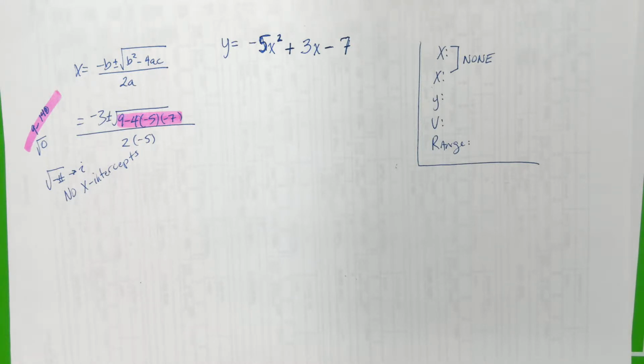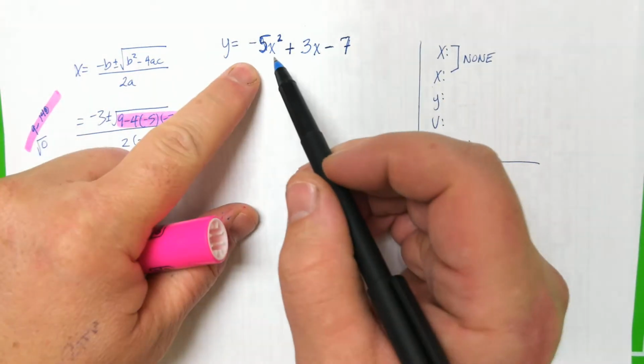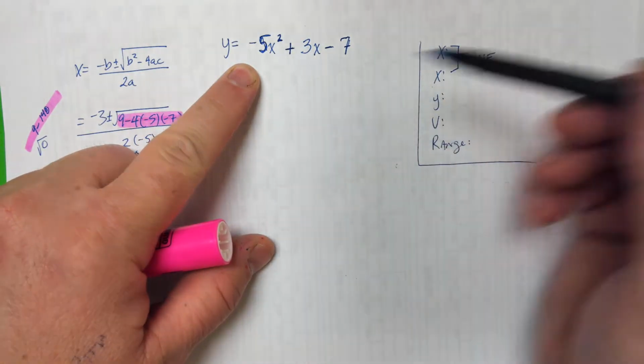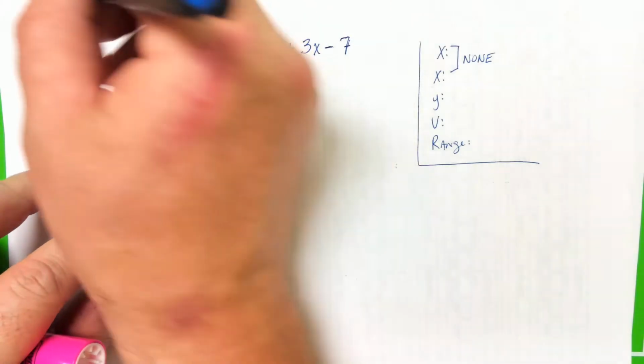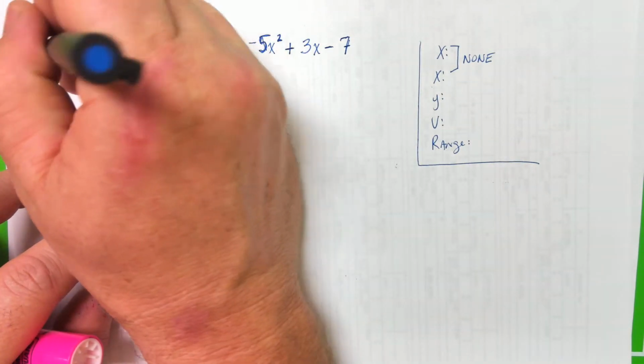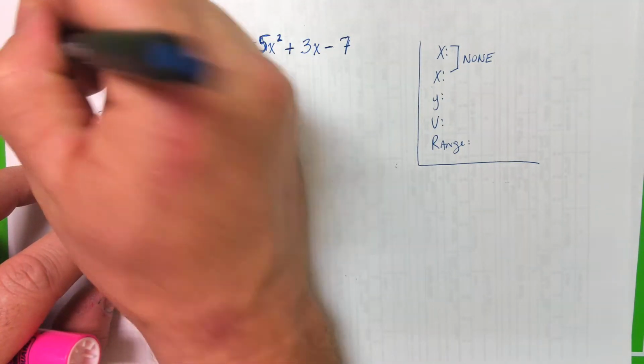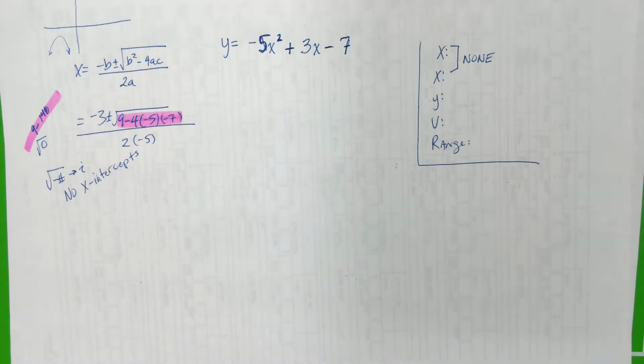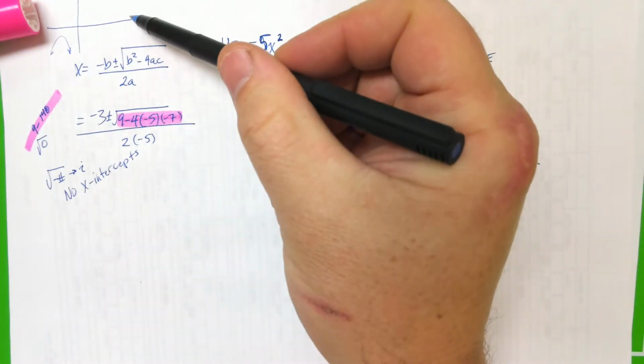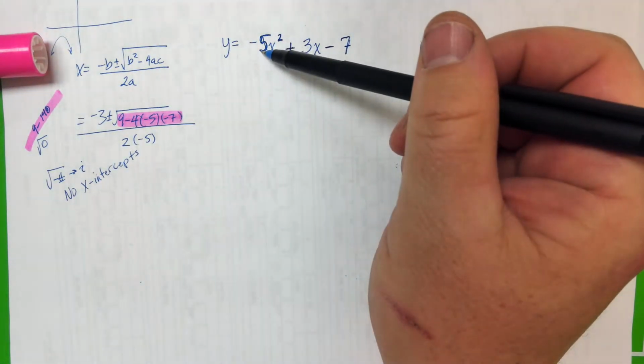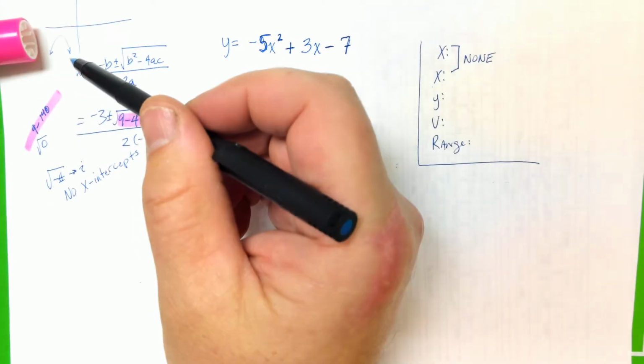So Alexa, check this out, because you said this is going down, and I agree. And there's no x-intercepts. Here's what I know it's going to look like, just generally. It's going to look something like this. Because there's no x-intercepts and it's going down, that means the vertex is going to be underneath the x-axis, right? And it's going down because it's a negative leading coefficient. It's going to look something like that.